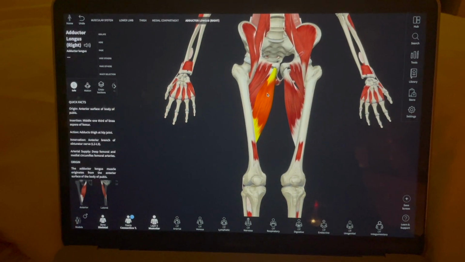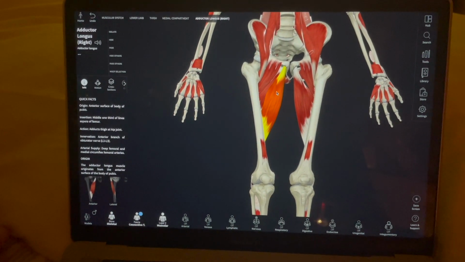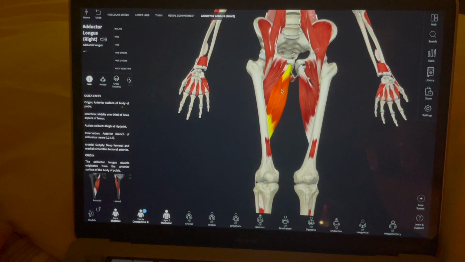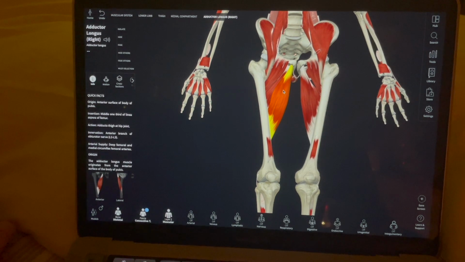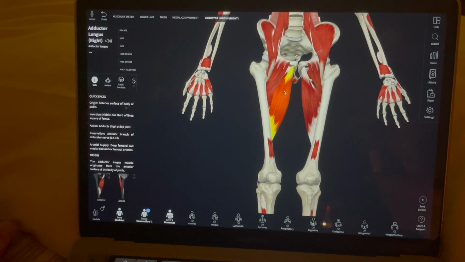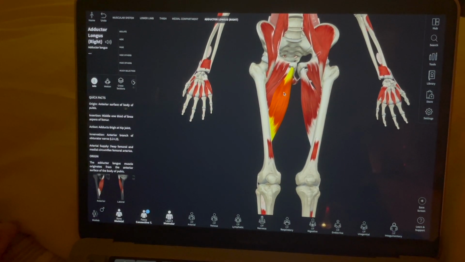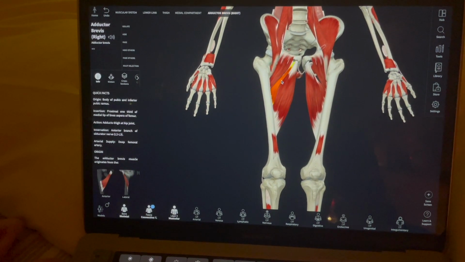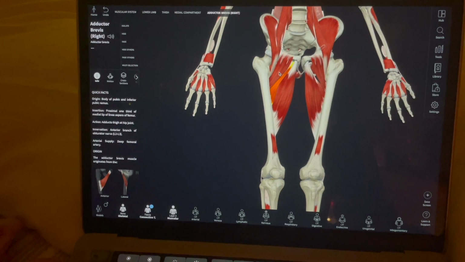I mentioned the adductor brevis. We also have the adductor longus muscle. The origin is at the anterior surface of the body of the pubis, and the insertion is at the middle 1/3 of the linea aspera of the femur. And the action is that it's going to adduct the thigh at the hip joint. And like I mentioned, we have the adductor brevis as well.